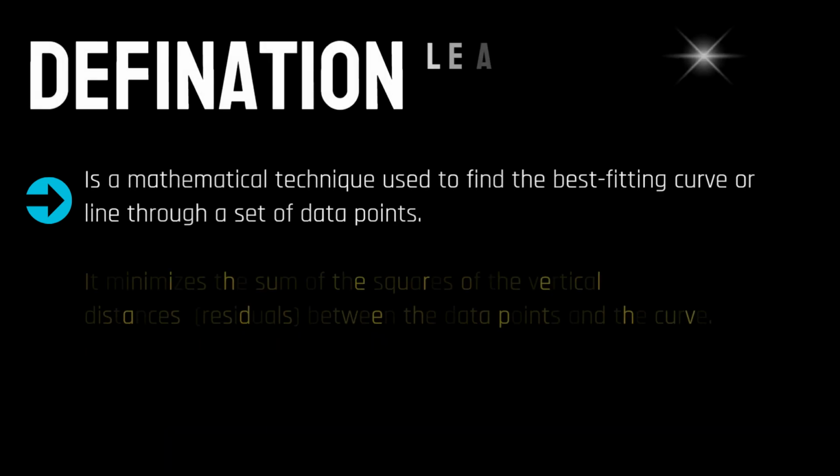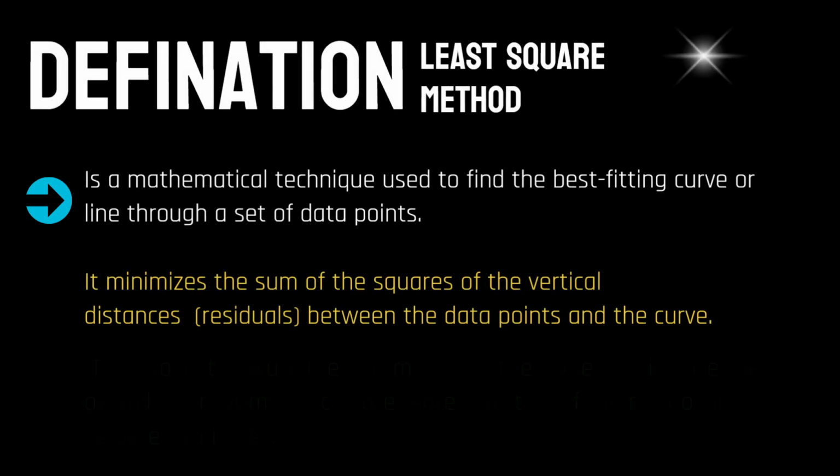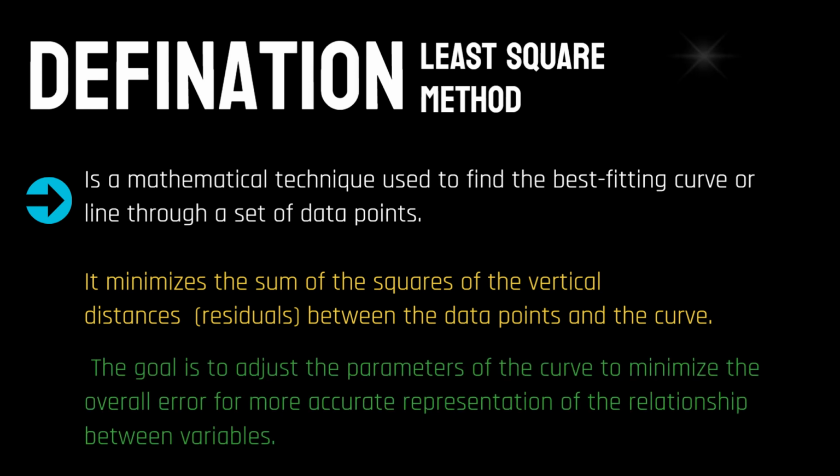The least squares method is a mathematical technique to find the best fitting curve or line through a set of data points. It minimizes the sum of the squares of the differences between the data points and the curve. The goal is to minimize the overall error, providing a more accurate relationship between variables.